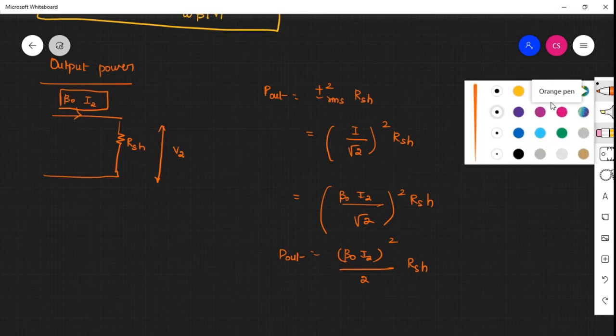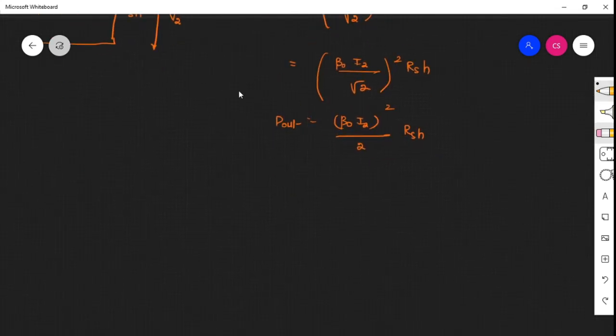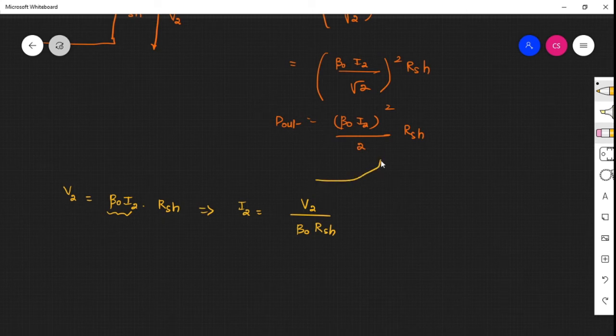Now we will find out what is I2 and substitute here. So we know by Ohm's law that V is equal to I into R. So V2 will be, I is given as beta naught I2, this is the total value of current, into R, which is RSH. So therefore from this, I2 is equal to V2 divided by beta naught into RSH. So I'm going to substitute this I2 value in this equation.